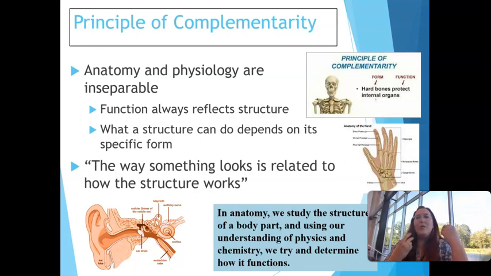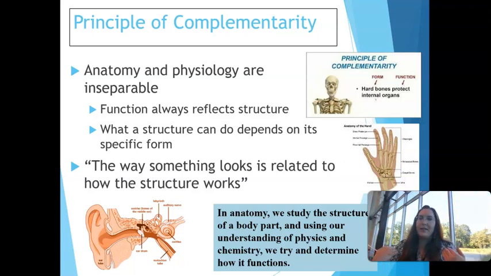A great example of this is that the way something looks is often related to how the structure works. So a great example of this I put here. It says hard bones protect internal organs. So the form and the function are both stated in the sentence. Form references the anatomy. The function references the physiology. So oftentimes the way something is formed or the way it looks in a body has something to do with how it actually works in its physiology.